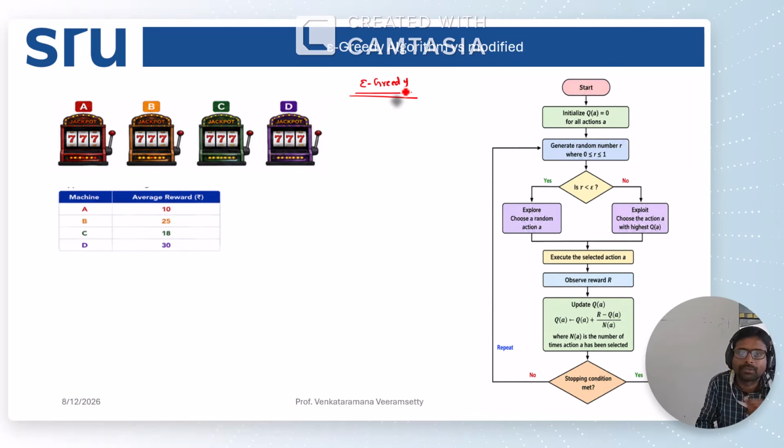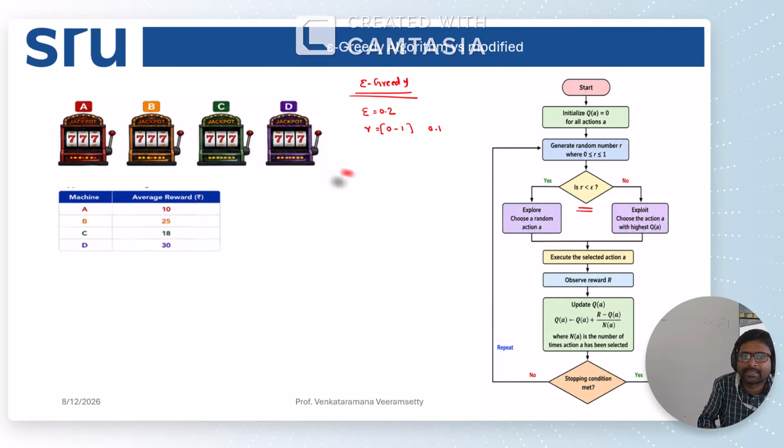In this one, what we will do is first initialize the epsilon value. Maybe I consider epsilon equal to 0.2. Later, randomly generate an R value between 0 and 1. Let's assume the generated R value is 0.1. Now, go for this condition.